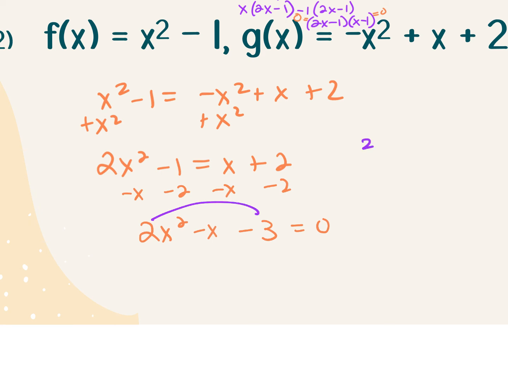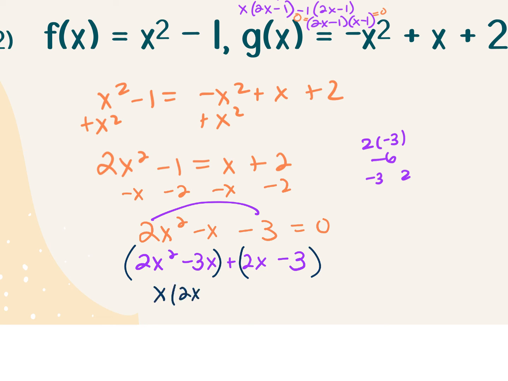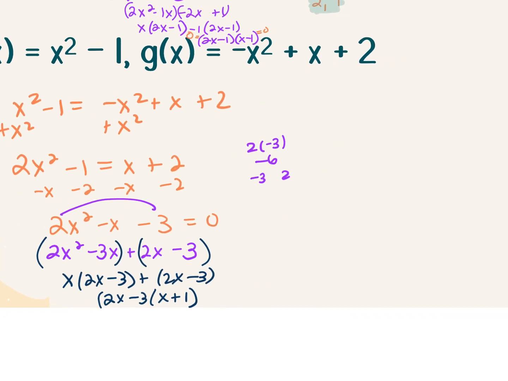First and last. Factors of -6 that sum to -1. Good. And then factor by grouping. And I end up with -1 and 3/2.